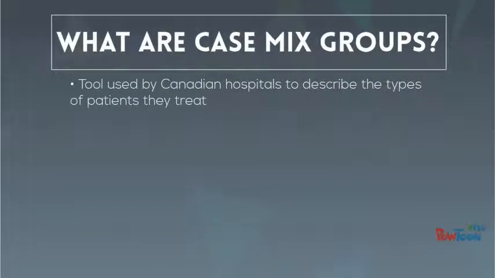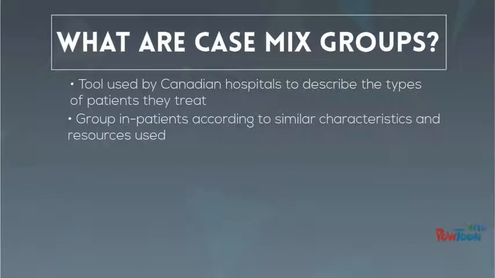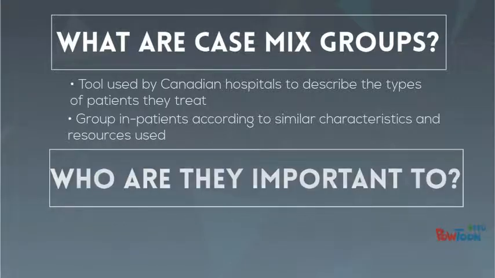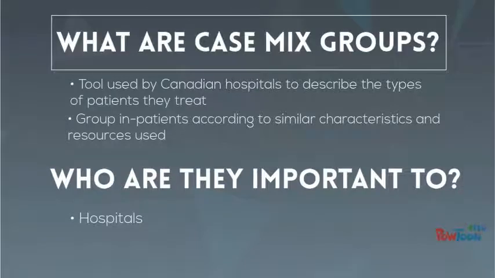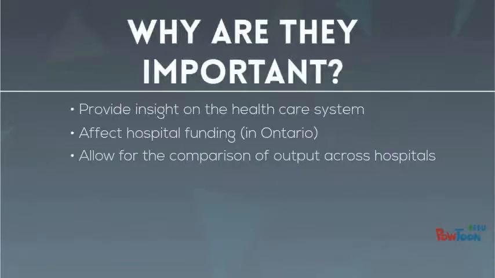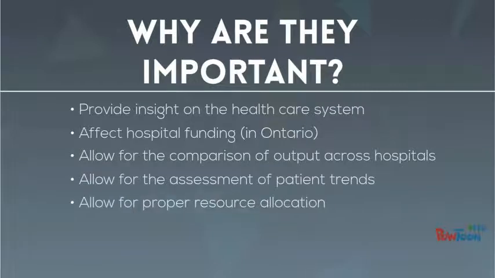Case Mix Groups make up a tool that is used in Canadian hospitals to describe the types of patients they treat. It implies grouping inpatients according to similar characteristics, such as the most responsible diagnosis and the resources that they used while in hospital. Case mix groups are especially important for hospitals because they allow a better understanding of the relation between the medical and financial dimensions of hospital operations. In Ontario, they also affect hospital funding by allowing hospitals to monitor clinical practice and resource use. Lastly, by measuring hospital output, hospitals can be compared to one another, and benchmarking is made possible.